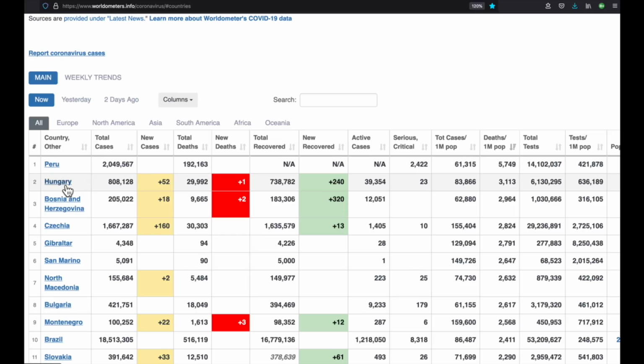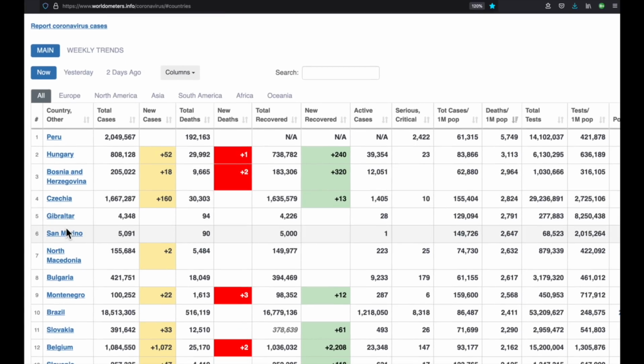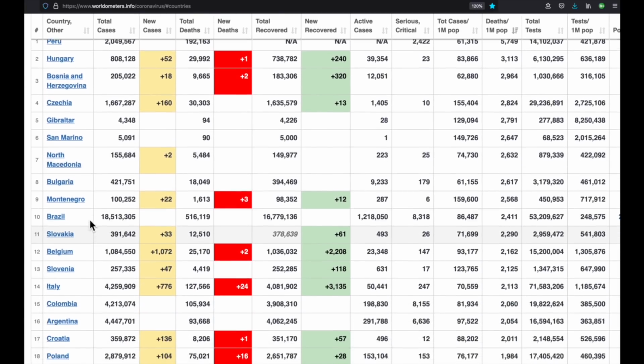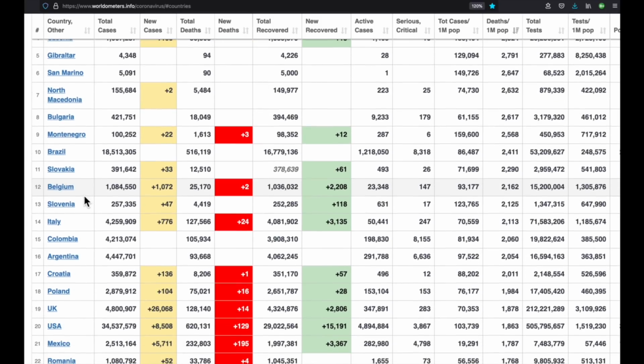Number 3, Bosnia and Herzegovina. Then I think that's the Czech Republic is how we would say that. And then a bunch of smaller countries, Bulgaria, Montenegro, and then Brazil. So Brazil's not doing so well. Brazil at 2,411 deaths per million is a rather high number for a big country.